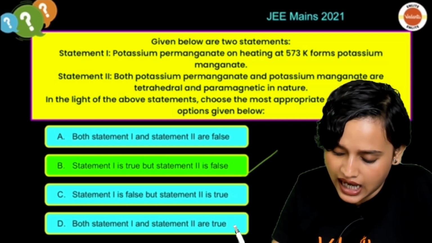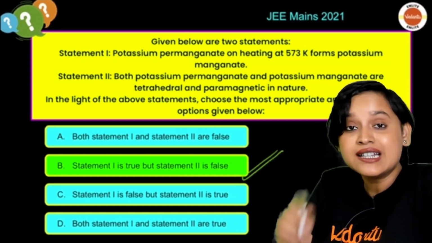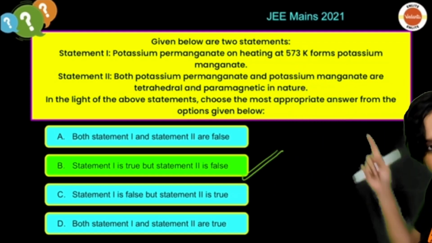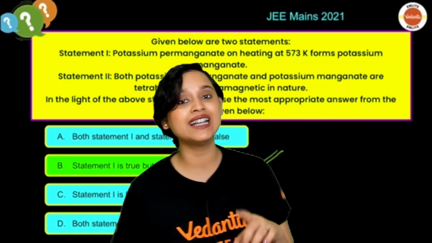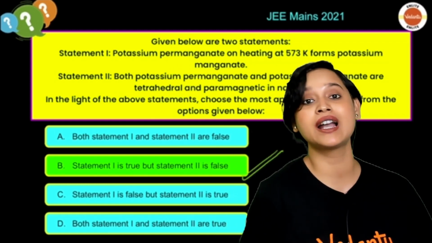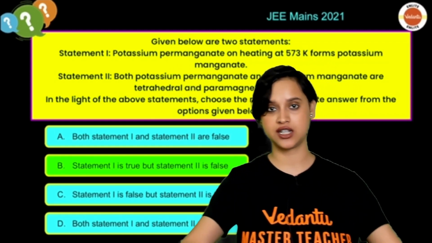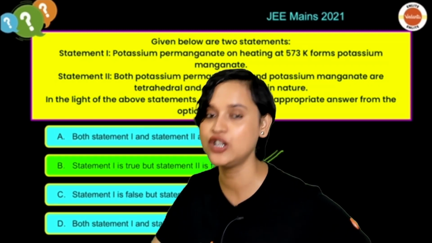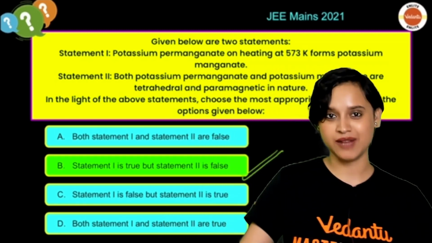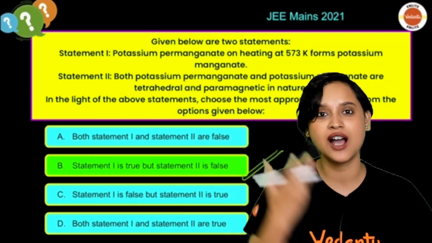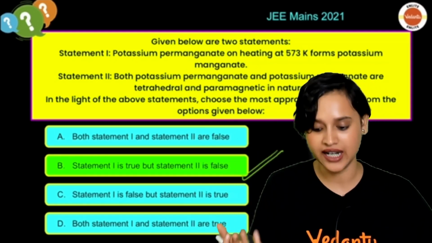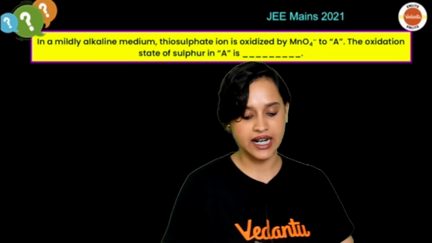Yes, the correct answer is option B. Because see, statement 2, are paramagnetic in nature. No, both of them are not paramagnetic in nature. Only manganate ion is paramagnetic, but the permanganate has what? +7 oxidation state, and +7 oxidation state, as we know, cannot be paramagnetic because what? D0, no electron are there. No electron are there. How will it show magnetic nature, right? So option B is the correct answer here.